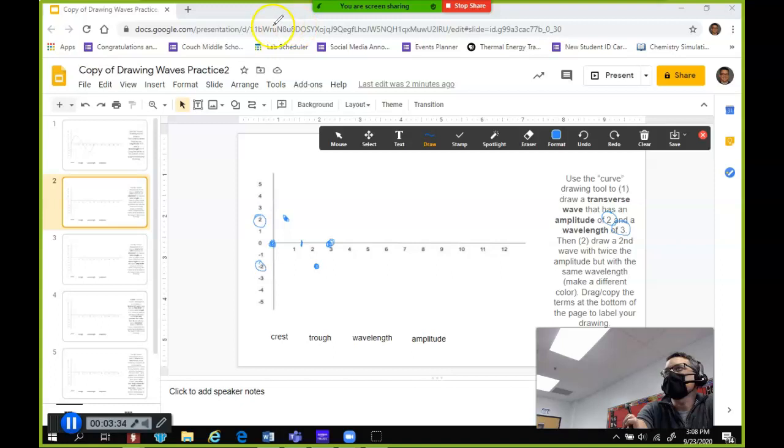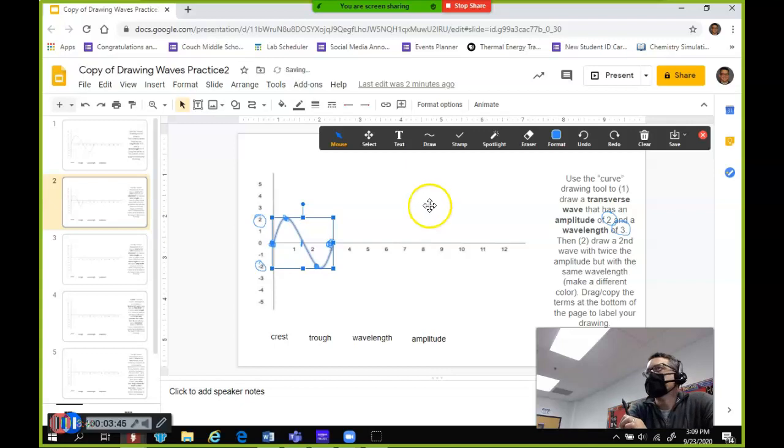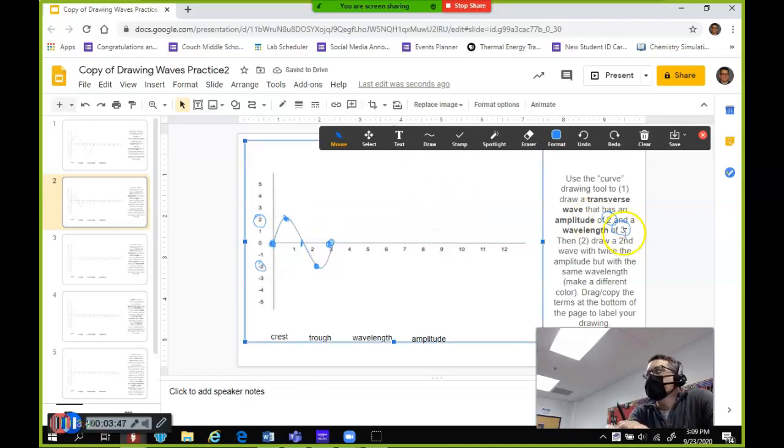So if I connect these, I should get a graph that looks like this, or a wave that looks like that.